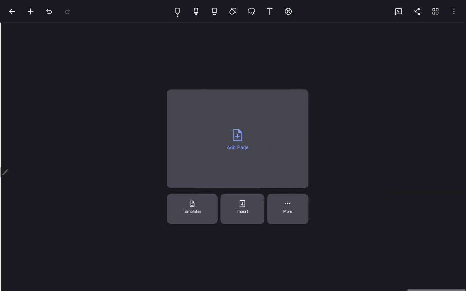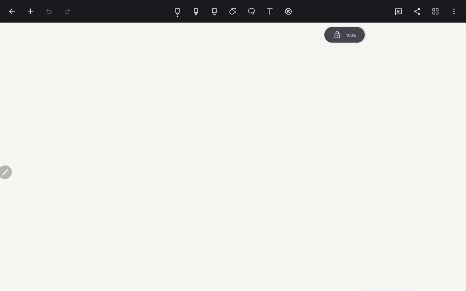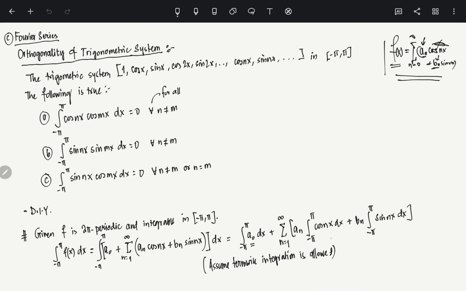So from here, hence a naught is 1 by 2 pi times the integral from minus pi to pi of f(x) dx, right? I hope this is clear. Why? Because you can easily see that for any n, sine nx and cosine nx, if you integrate between minus pi to pi, that is going to be 0, right? So these terms are going to be 0. So you will get 2 pi from here. So it is 2 pi a naught, and then you have the integral from minus pi to pi of f(x) dx. I hope this is clear, right?